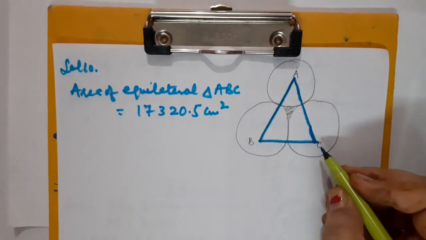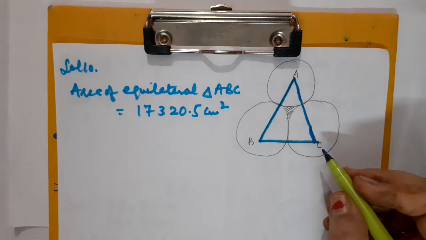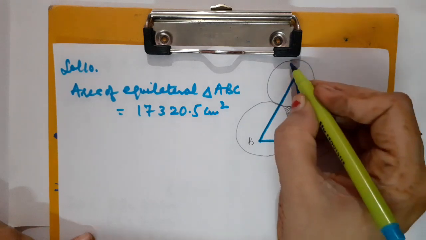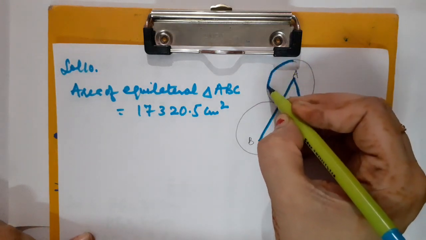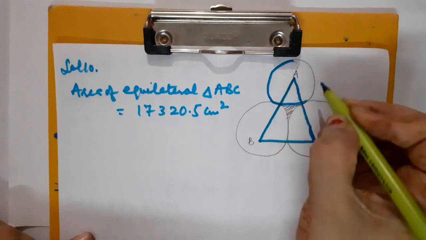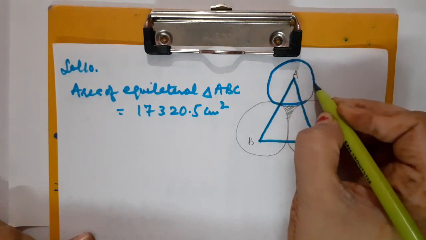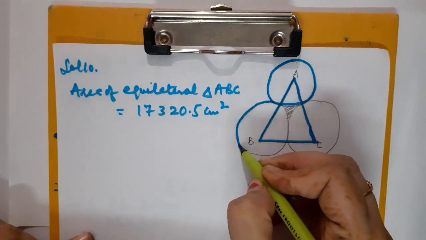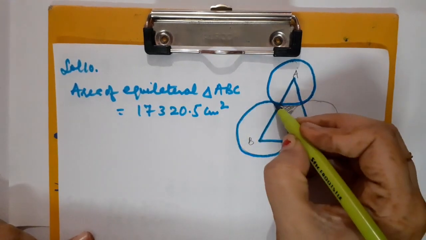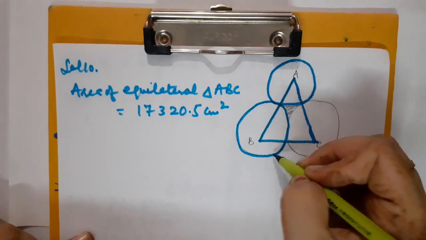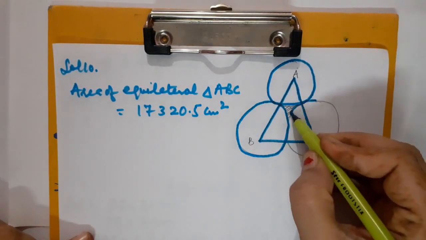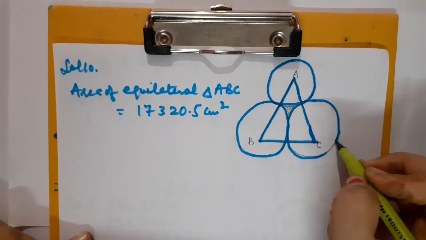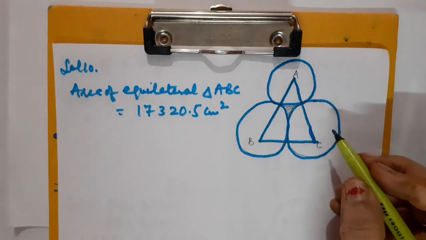a circle is drawn with radius using each and every vertex, there is one circle which is drawn. Here I am going to just draw it. Please be alert. This is the first circle drawn. Then using another vertex of the equilateral triangle, I will be drawing another circle. And using the third vertex of the equilateral triangle, I will be drawing the third circle. So there are 3 circles drawn.